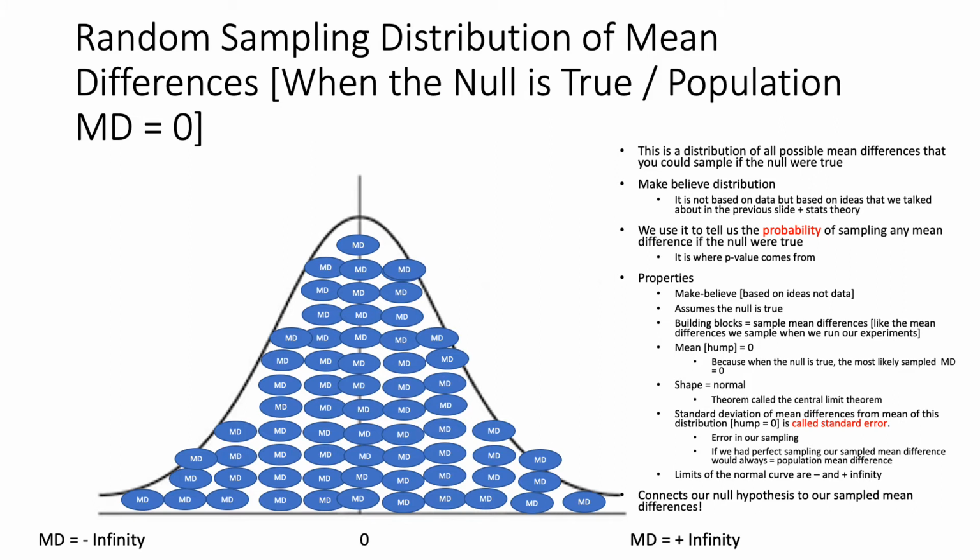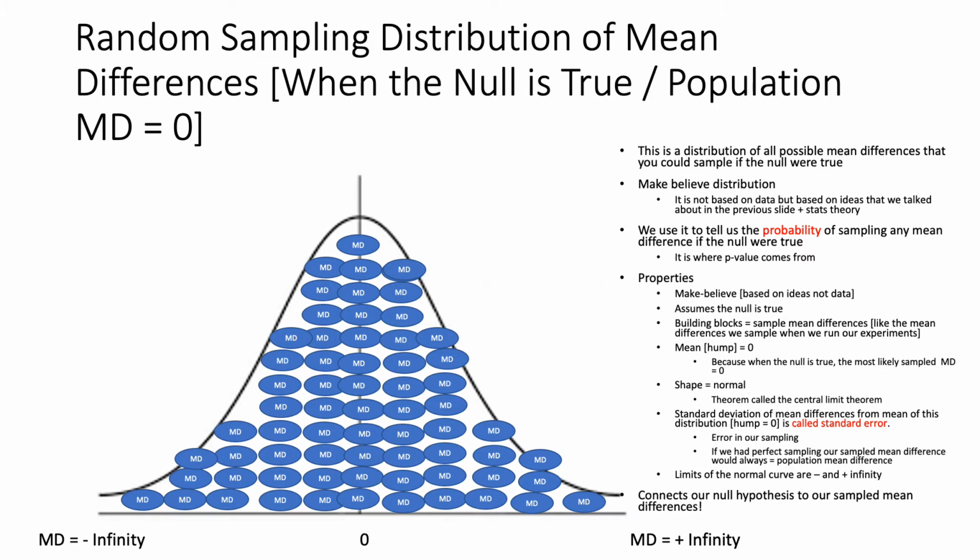The shape of this distribution is normal. If you really want to know, this comes from something called the central limit theorem that shows that these distributions are normally shaped, but we can skip that. I just need you to know it's normal. The standard deviation of this distribution is called standard error. And so we know that standard deviations tell us, when we're looking at them in our experimental data, error in our data, noise in our data that we don't know where it came from. Well, in this case, what it tells us is error in our sampling, right?